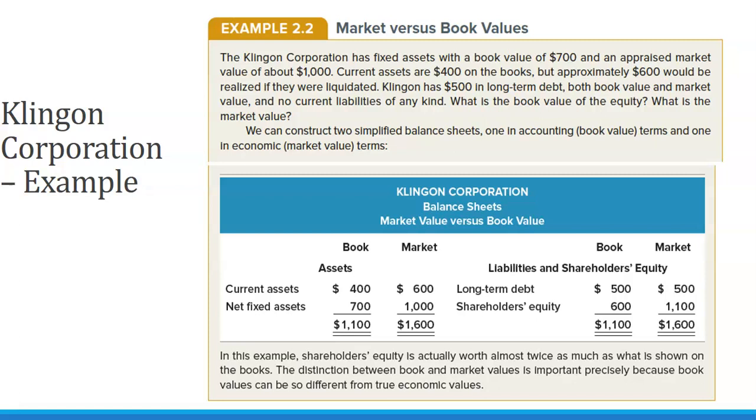If we make two simplified balance sheets, one in accounting or book value terms and one in economic or market value terms, we can see that the market value is 500 greater than the current book value. So shareholders' equity is worth twice as much as what is shown on the books. The distinction between book and market values is important because book value can be so different from our true economic or market values.